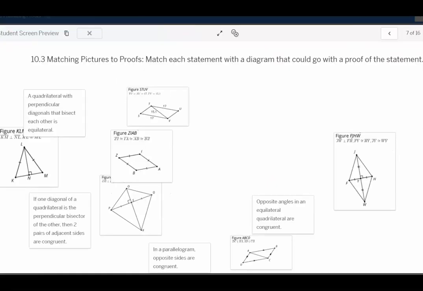Okay, here's another card sort slide. So go ahead and do the same thing. Pause, see if you can figure them out, and then come back and we will discuss it.